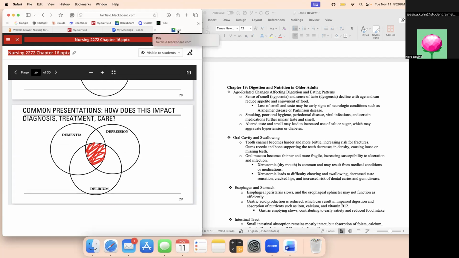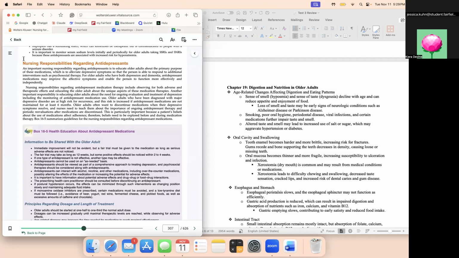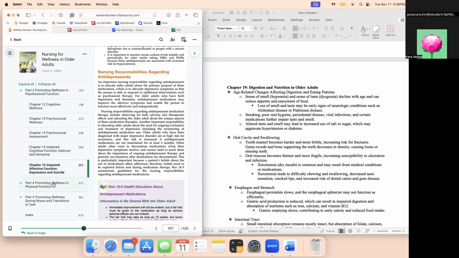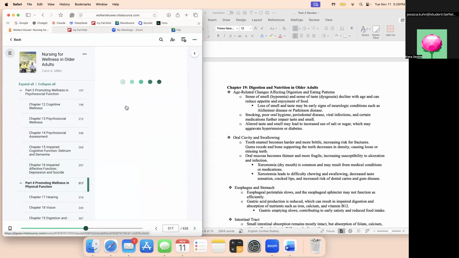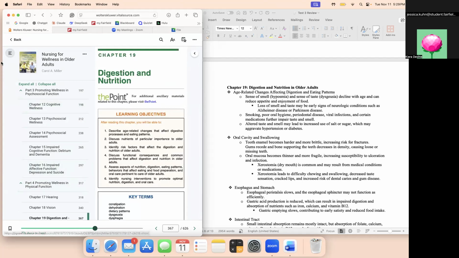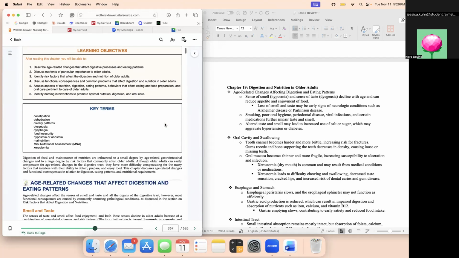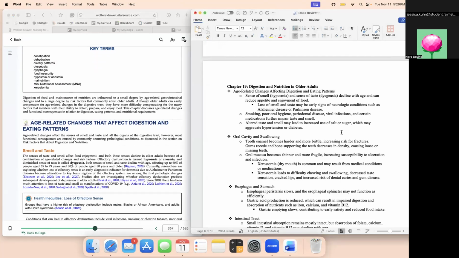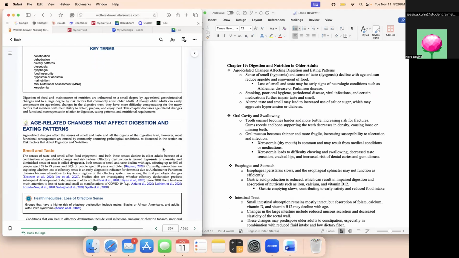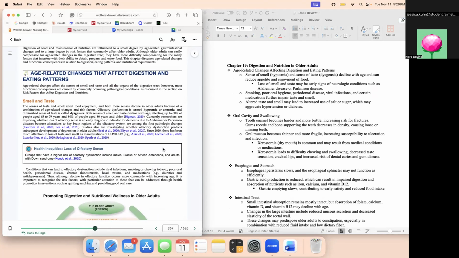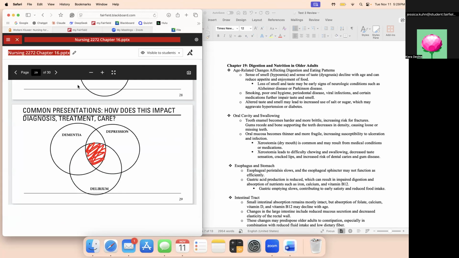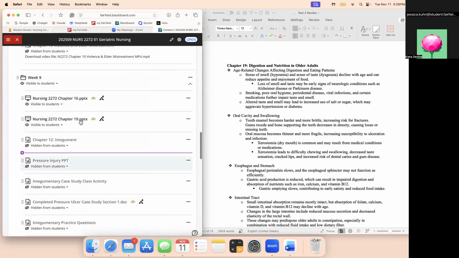All right, moving on to chapter 19. To be completely honest, I'm not sure how it happened. But initially this had come through in your review from me as sleep. I couldn't tell you how it happened. There must have been a mix up in what I have saved in my folders. But chapter 9 is most definitely on digestion and nutrition. So let's pull up those slides.